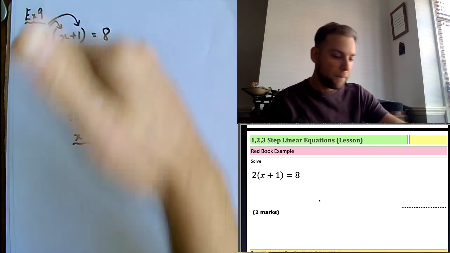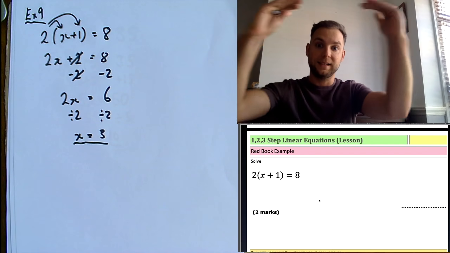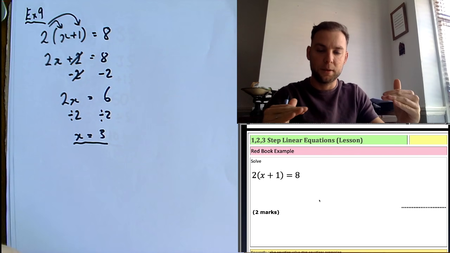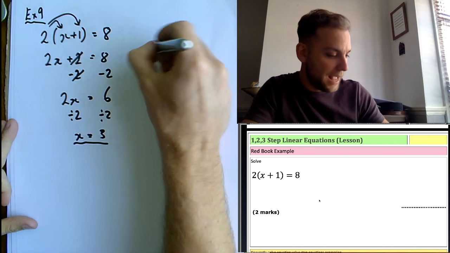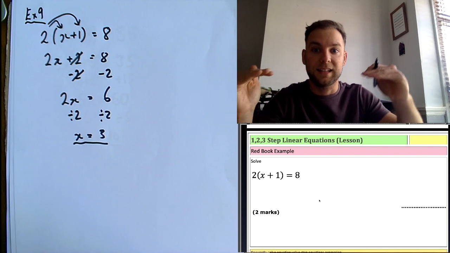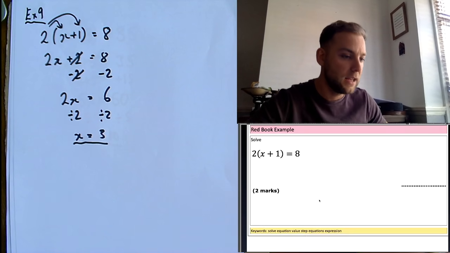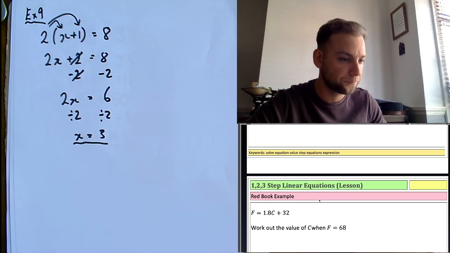Brilliant. Now remember to set your answer out like this. It should be step, step, step, step. Because some people will go times by 2, then 8 minus 2 on the side. But we want to stay away from that. We want to show the examiner the steps that you are doing. Okay, so let's just check that one there. Yeah, x is equal to 3.